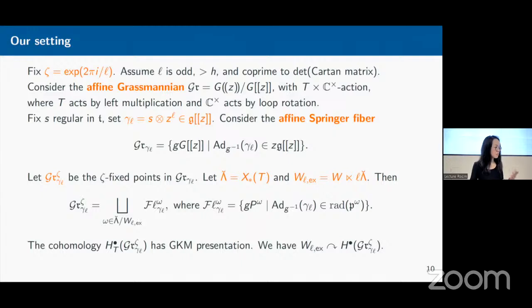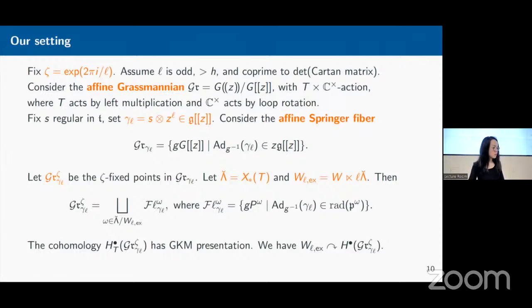And we take a similar fiber as before. So we take s to be regular in T, and we take gamma_l to be s tensor z to the power of l. And we consider this affine Springer fiber now inside this affine Grassmannian. And the remarkable thing is that if you now take the zeta-fixed points in this fiber, so zeta is a complex number, I view it as inside the C-star rotation, and I can take its fixed points. And its fixed points actually decompose into a disjoint union of smaller Springer varieties. So this is the meaning of this decomposition, and we'll see later this is related to the block decomposition on the quantum side.